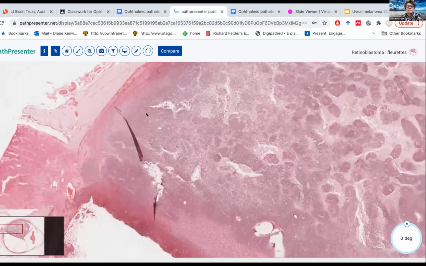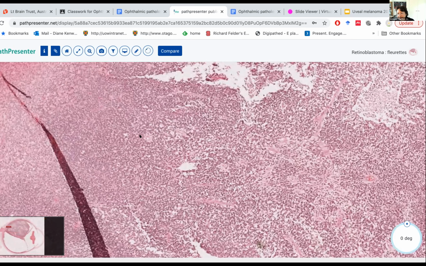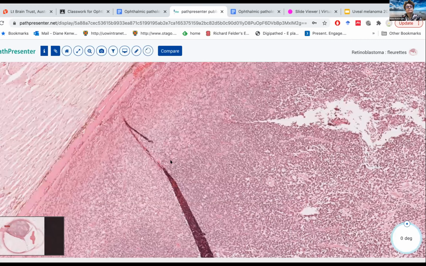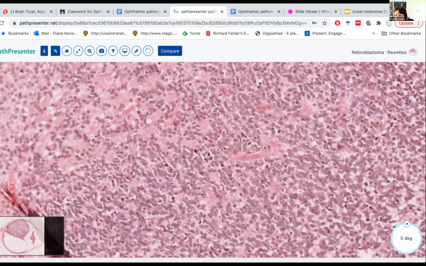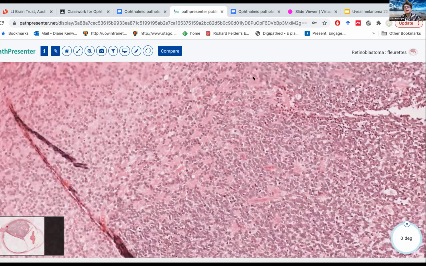Rosettes. So we go looking for rosettes. There's lots of pseudo rosettes out there around the blood vessels here, but there's proper rosettes too. There's some. So these are Homer Wright rosettes. They don't have a hole. Yeah. Yep, and then you can see them.